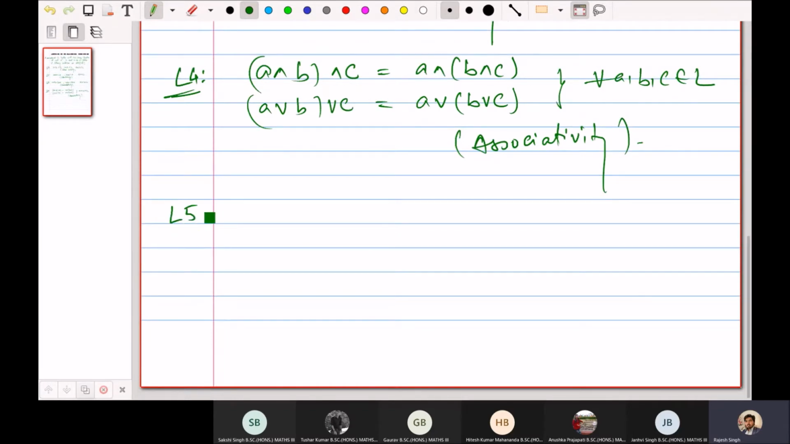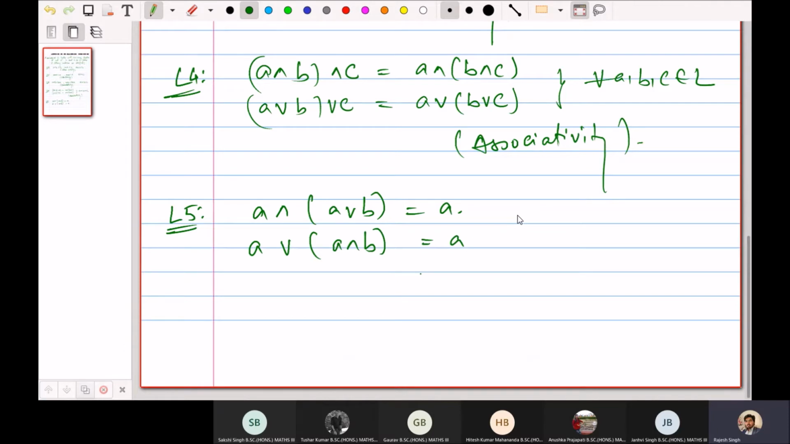Then the absorption property. This is a very important property. A cap (A cup B) should be equal to A. Because of this, it basically becomes a lattice, because A is related to A cup B. So A cap (A cup B) should be equal to A and A cup (A cap B) should be equal to A.